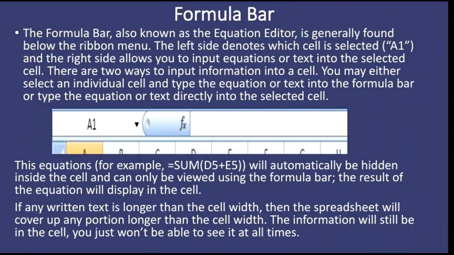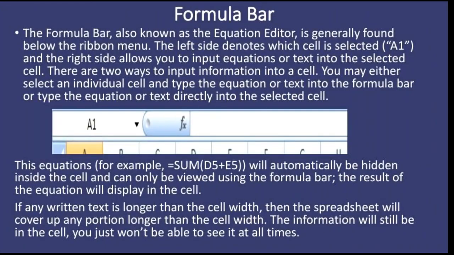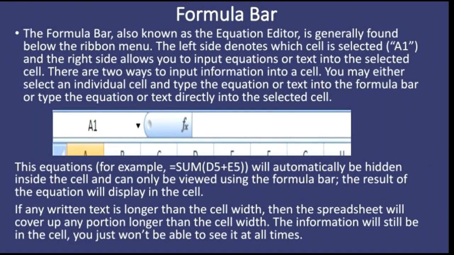Now the formula bar, also known as the equation editor, is generally found below the ribbon menu. So this is the equation editor or the formula bar. You can see it here, found below the ribbon menu. The left side denotes which cell is selected. On the screen here, you can see that A1 is showing because the A1 cell is the one selected.